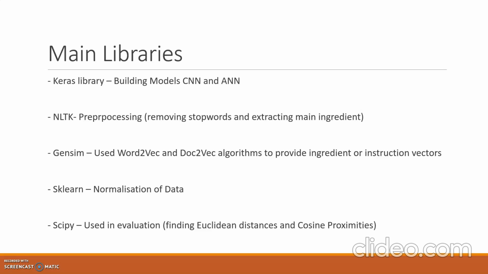During this project, we use various different types of libraries. So we use the Keras library for building convolutional neural networks and artificial neural networks. We use the NLTK library for pre-processing, removing stop words and extracting the main ingredient. The Gensim library provides ingredient and instruction vectors using the word2vec and doc2vec algorithms. sklearn is used to normalize data during pre-processing or evaluation, and then SciPy to find Euclidean distances and cosine proximities during the evaluation of our models.